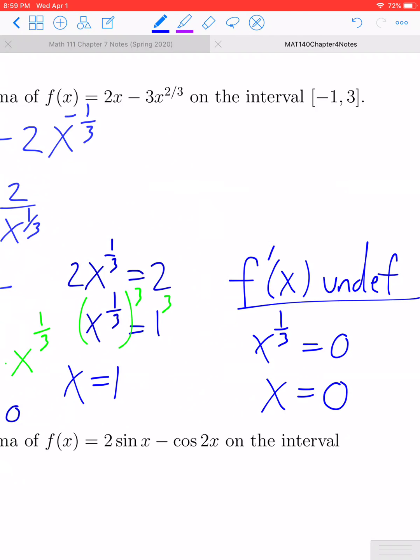Notice that we only need to use the critical numbers that are inside of our closed interval, and both x equals 1 and 0 are inside the closed interval -1 to 3. So we will be evaluating the function at those values. Let's go ahead and do some evaluations here. Let's start with the endpoints. If I look at f of -1, this is going to be 2 times -1 minus 3 times -1 to the 2/3 power. That's going to end up being -2 minus 3, which will be equal to -5.